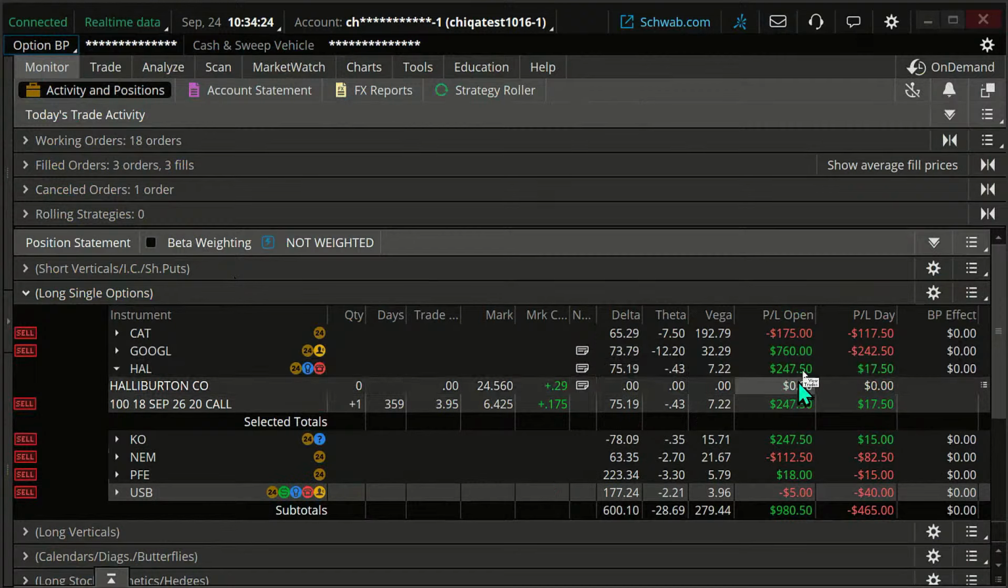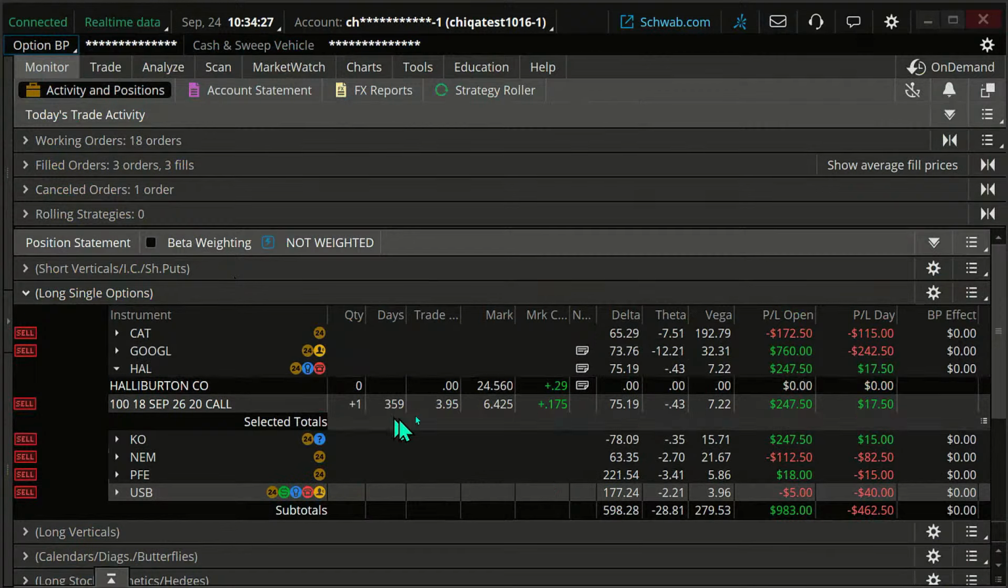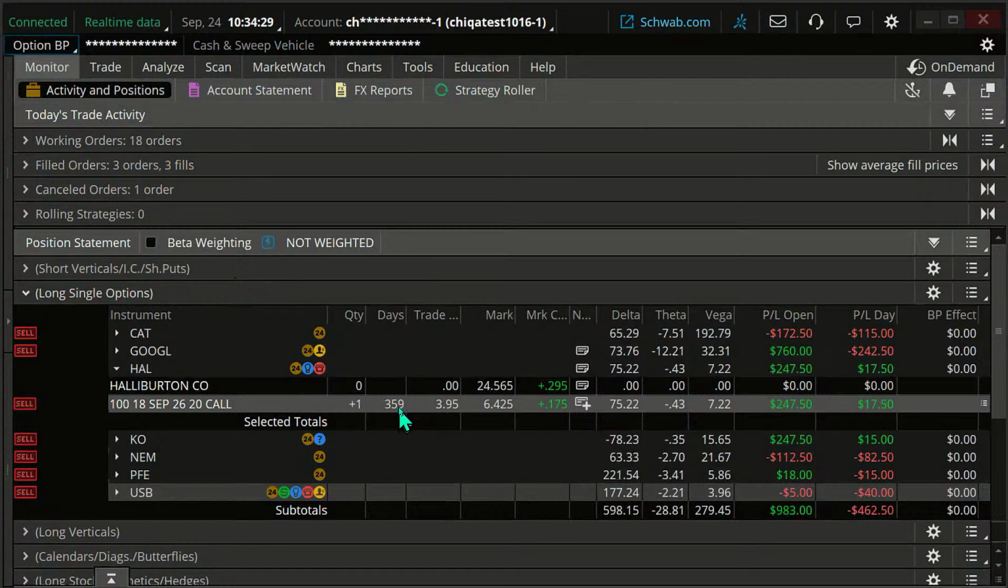Halliburton, up a little bit, still got a lot of time. I got a lot of leaps in this. Hey, look, we tend to stay in leaps longer because they're intended to be longer term trades.